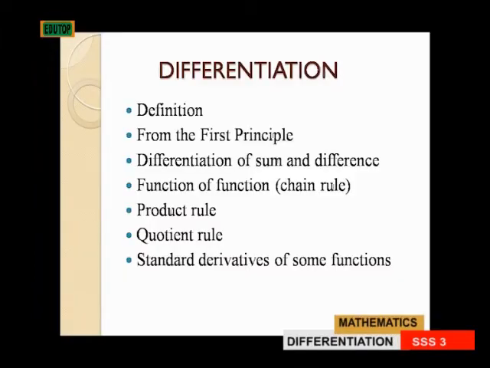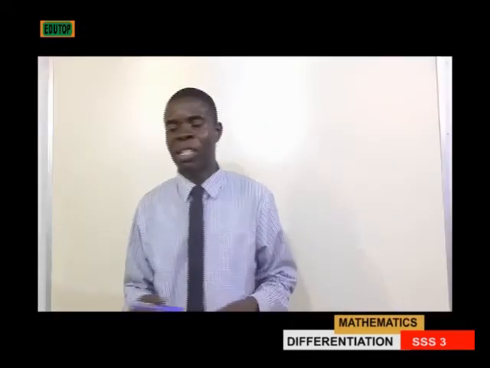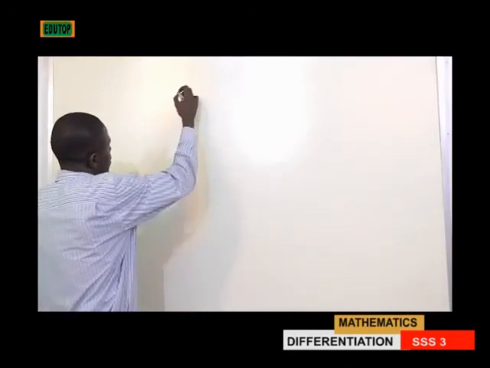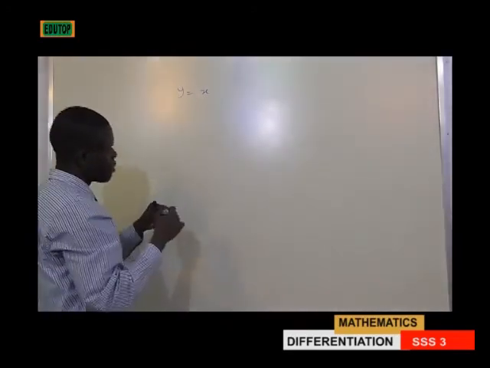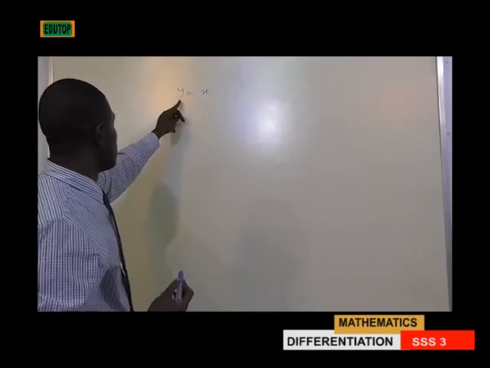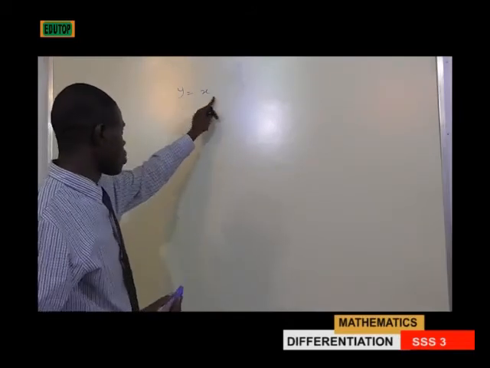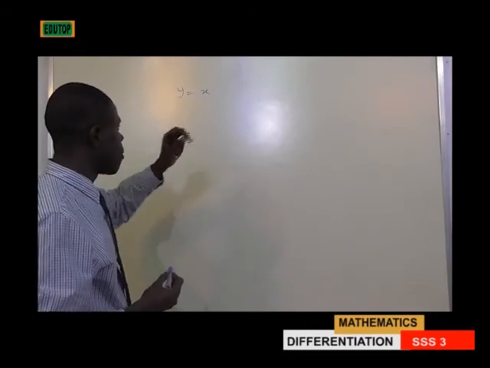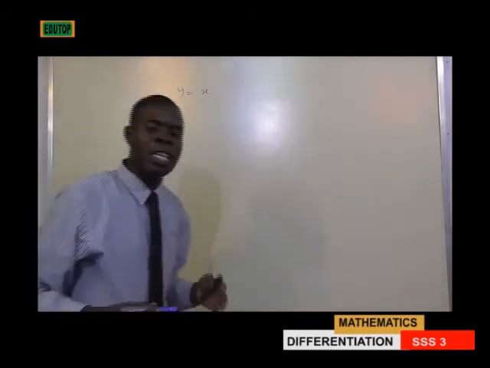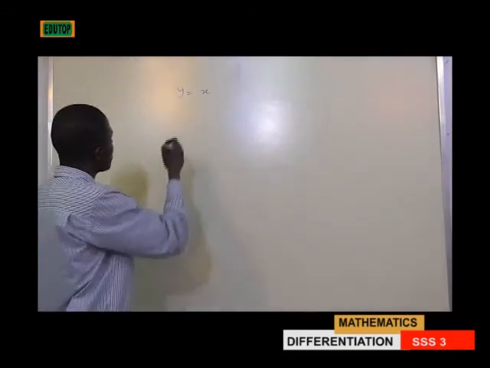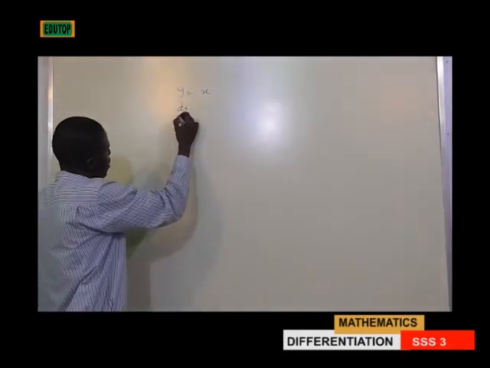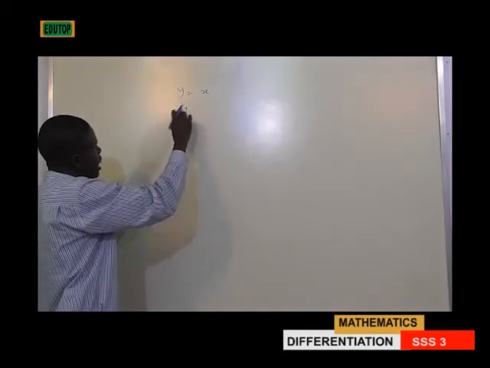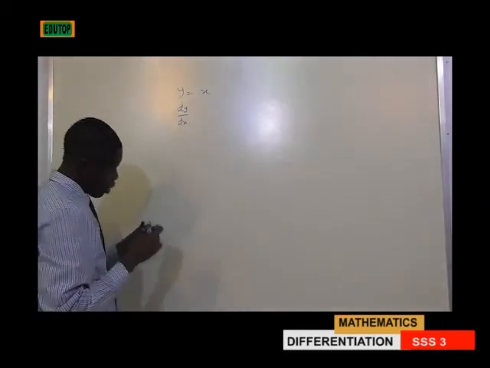So we have to talk about differentiation. The first thing to consider here is the definition. Differentiation can simply be defined by considering two parameters. Let's say you have y equals x. We are talking about the change in y with respect to x, but this time this change is so minute that it can be termed an infinitesimal change. When we say infinitesimal change, we are talking about dy/dx. So we have differentiated y with respect to x.